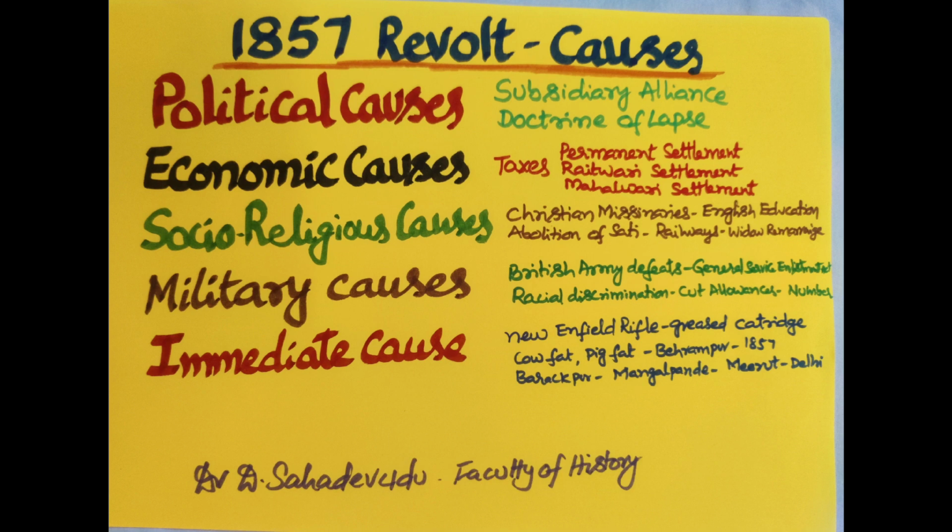Socio-religious causes. The social reforms introduced by the British, such as the abolition of sati and widow remarriage, were considered by Hindus as a challenge to their religion and culture. In the same way, the introduction of railways, telegraphs and postal systems also created suspicion in Indian Hindu minds.